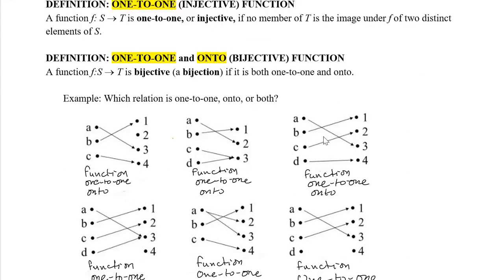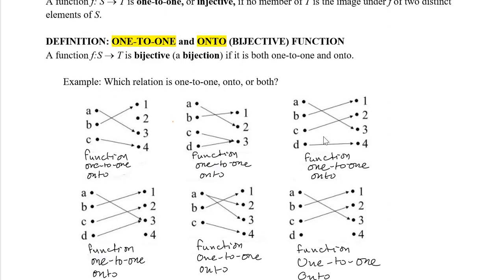Bijective, which is very simple, is an onto and one-to-one function. First, it must be a function. If it is a function, and it's onto and one-to-one, therefore we call it a bijective function.